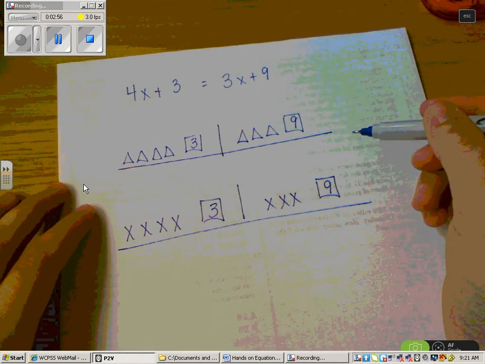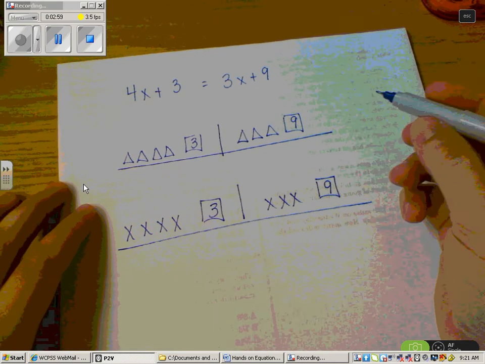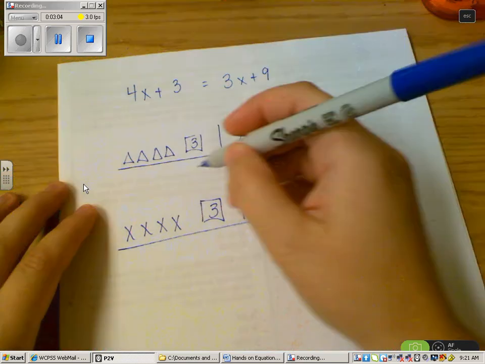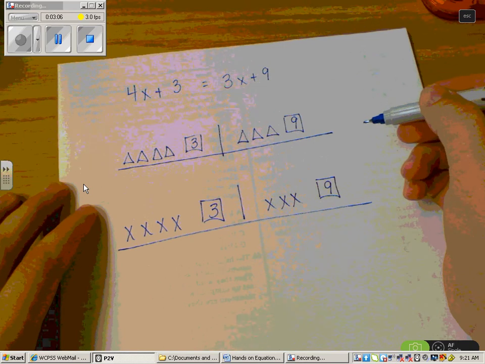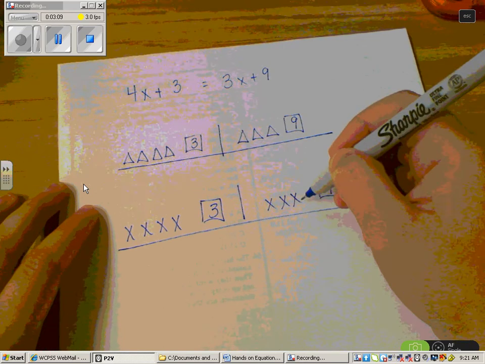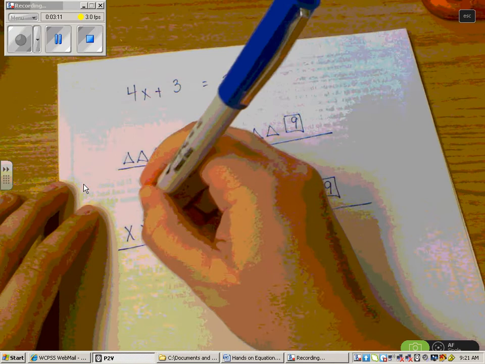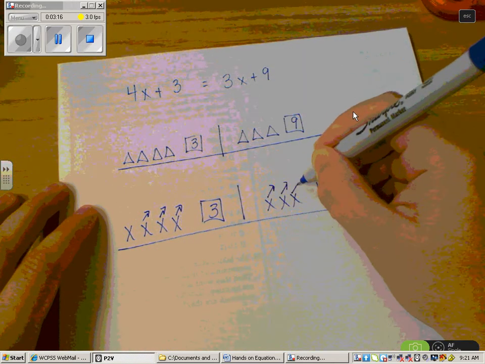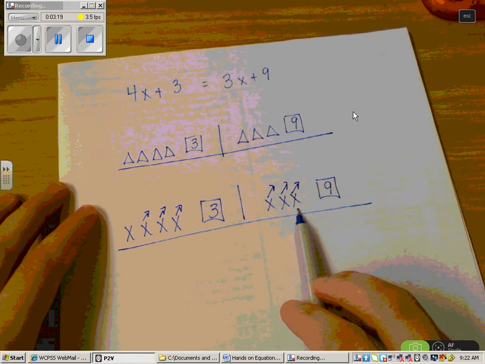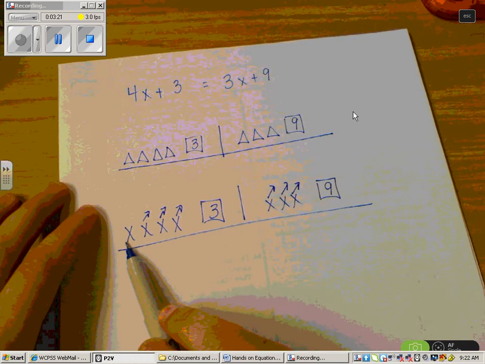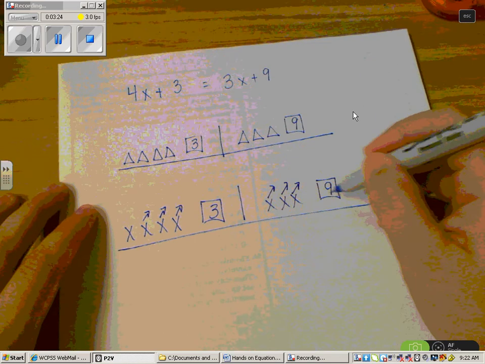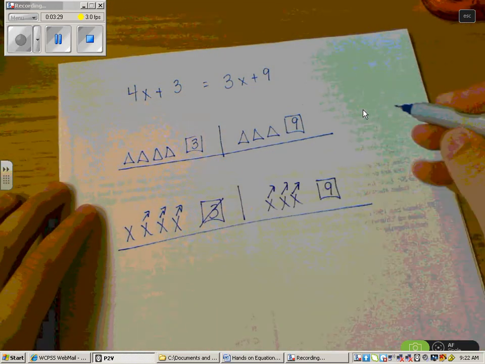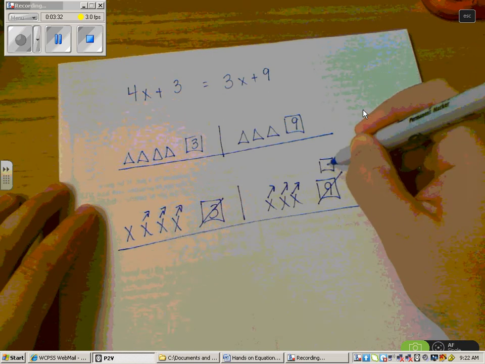Then I'm still going to solve it using my legal moves. The way that I'm going to represent my legal moves using paper and pencil is by using arrows to show that I'm removing them from my scale. So starting with my variables, I'm going to remove 3 from this side and 3 from this side. So I'm left with no variables on the right and 1 on the left. And then I can remove my number cubes. I can take 3 away from this side and I'm left with 0. And I can take 3 away from this side and I'm left with 6.